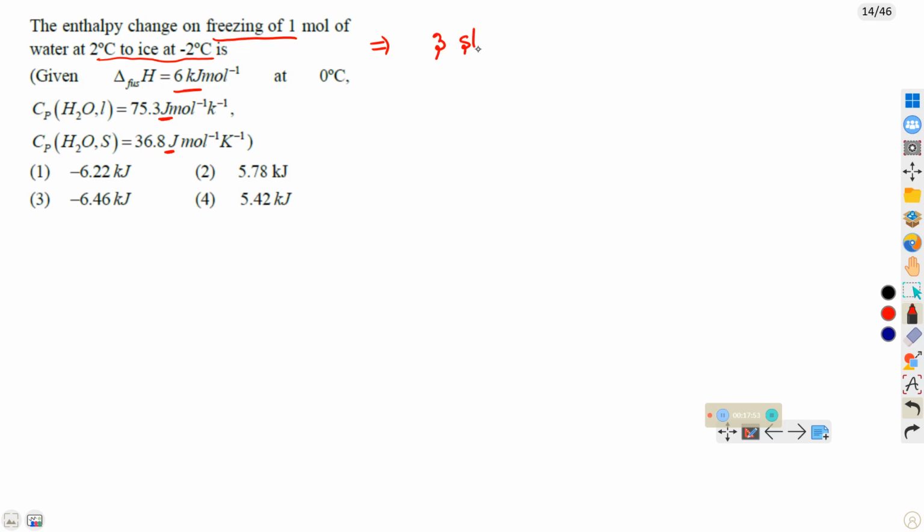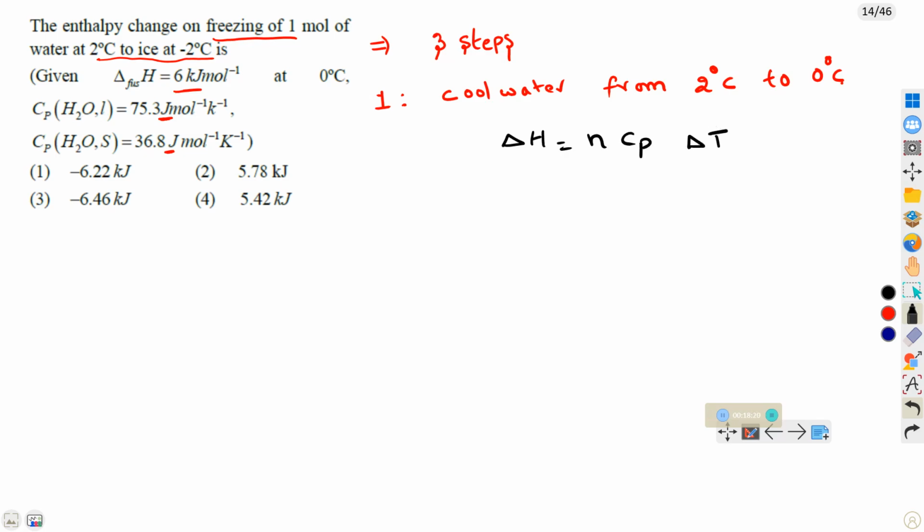Here, 3 steps are involved. Step 1: cool water from 2 degrees Celsius to 0 degrees Celsius. Change in enthalpy, delta H is equal to n Cp delta T. Then 1 mole, n value 1. The Cp value is 75.3. Delta T, change in temperature, is 0 minus 2. Then simplify, you will get minus 150.6 joules. But the answer is given in terms of kilojoules, converted to kilojoules: minus 0.1506 kilojoules.